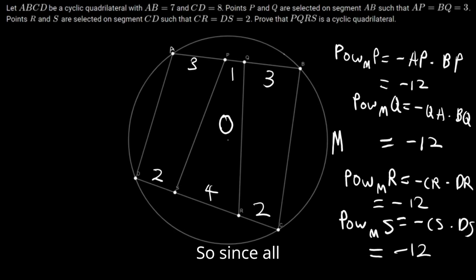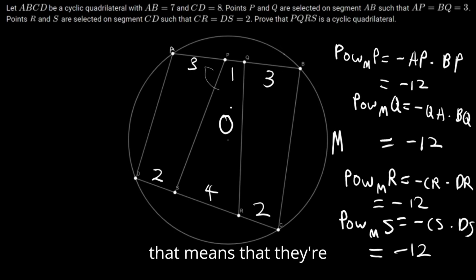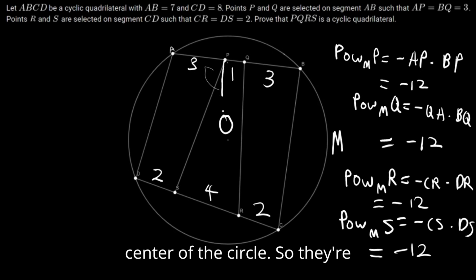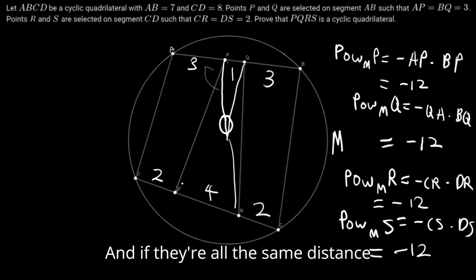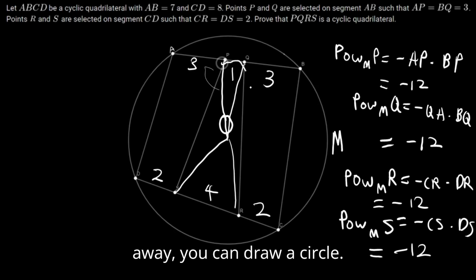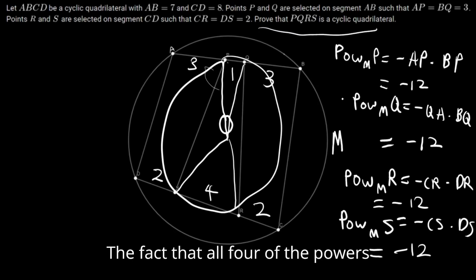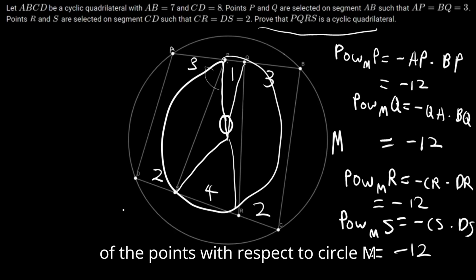So since all of these points P, Q, R, S have the same power with respect to circle M, that means that they're all the same distance away from the center of the circle. And if they're all the same distance away, you can draw a circle with all 4 points on it. So that proves that PQRS is a cyclic quadrilateral. The fact that all 4 of the powers of the points with respect to circle M is negative 12.